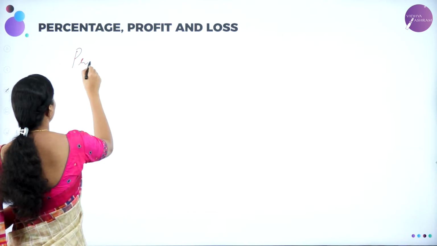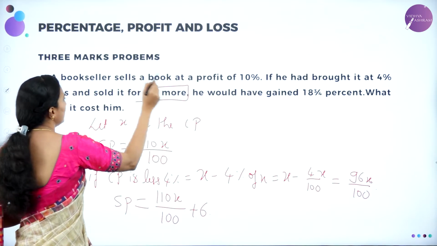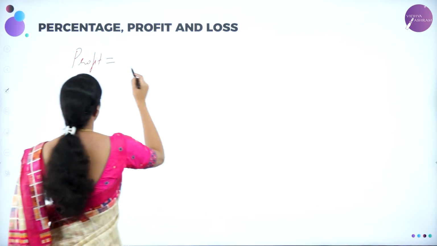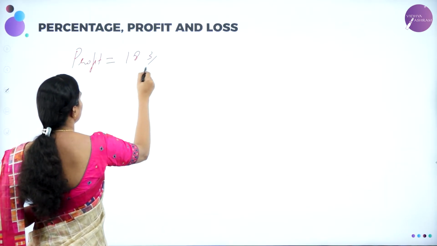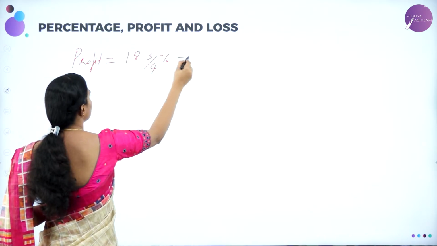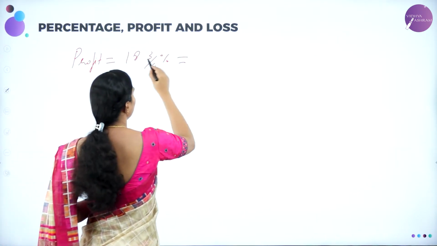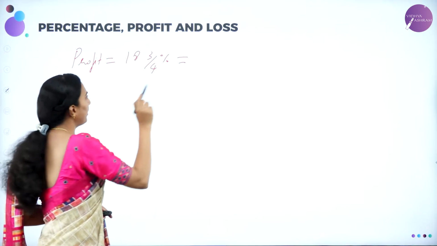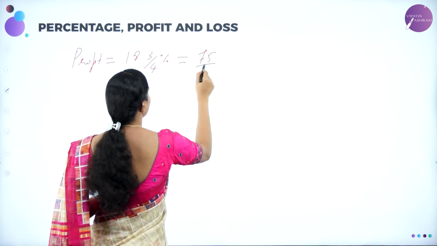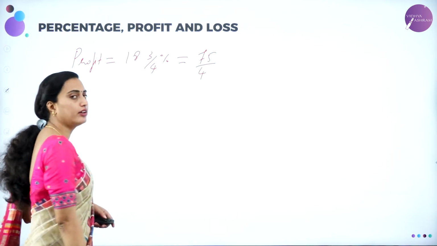What will be the profit after taking? Profit will be equal to, they have given 18 3 by 4%. 18 4s are 72, 72 plus 3 is 75. So 75 divided by 4%, I can convert, right?